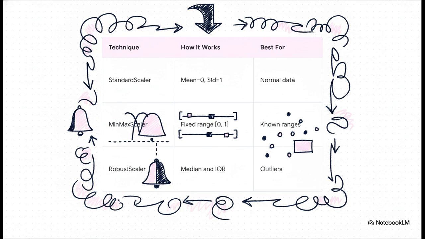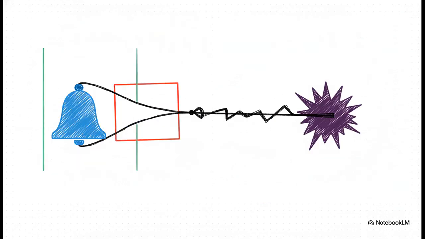Let's break down exactly when you'd use each one. First, let's contrast the two most popular ones. Standard scaler works like magic when your data follows a normal Gaussian distribution. Min-max scaler, on the other hand, is your best bet when you need a fixed output range, which is super common with neural networks. But listen, there is a massive catch with both of these.